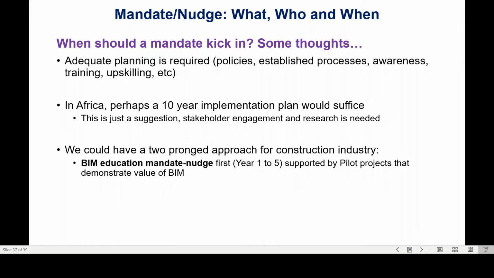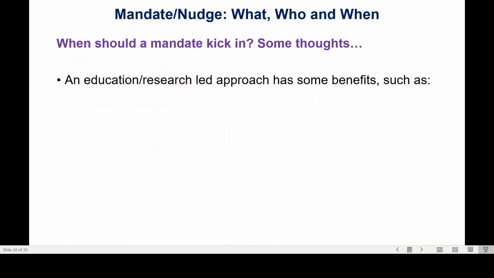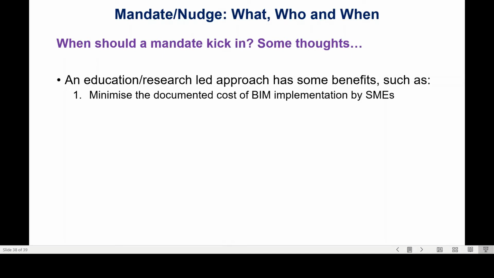First of all, you need to have the educational side of things, the education and research, where you mandate BIM in the educational sector first, from year 1 to year 5, and you are also doing some pilot projects along the way that demonstrate the value of BIM. And then the professional BIM mandate from year 6 to 10 can be applied to selected projects and types, nationally or regionally or whatever. This is necessary for one or two things.